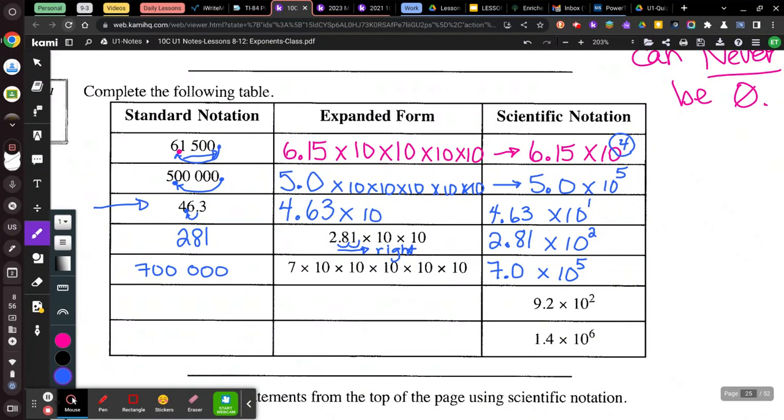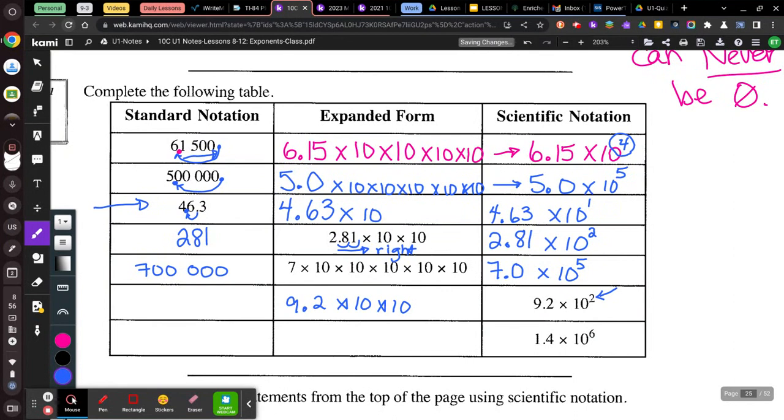All right, working backwards again. So they're giving us scientific notation. So now we're going to go to expanded form. Expanded form, I look at my times 10 part. That tells me how many number 10s I need. So 9.2 times 10 squared. This tells me I need 2 number 10s. So I'm going to have 9.2 times 10 twice, because I need 2 number 10s.